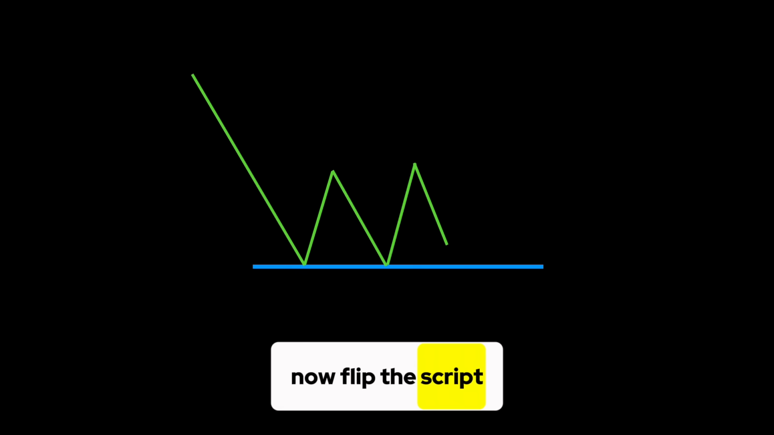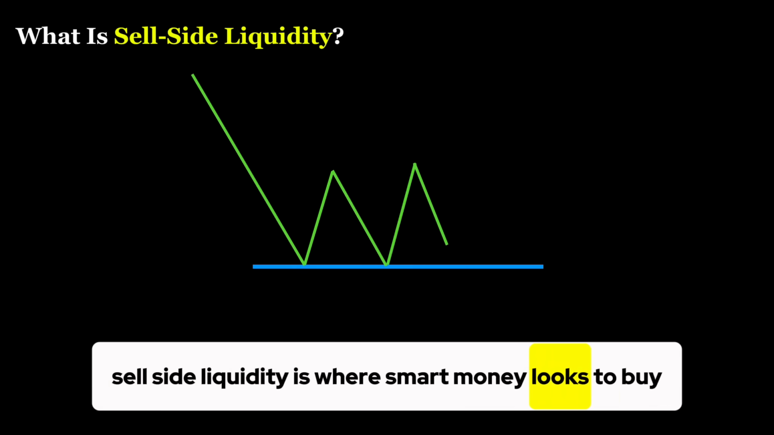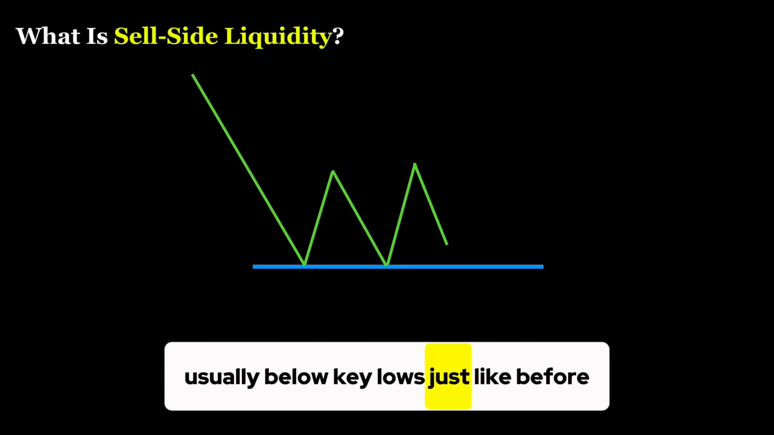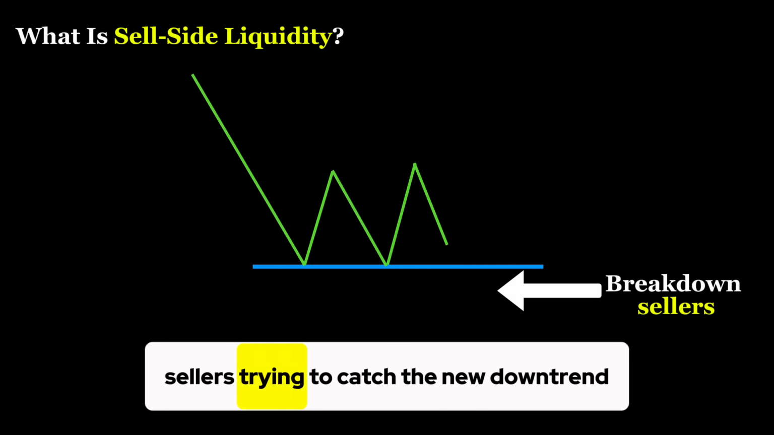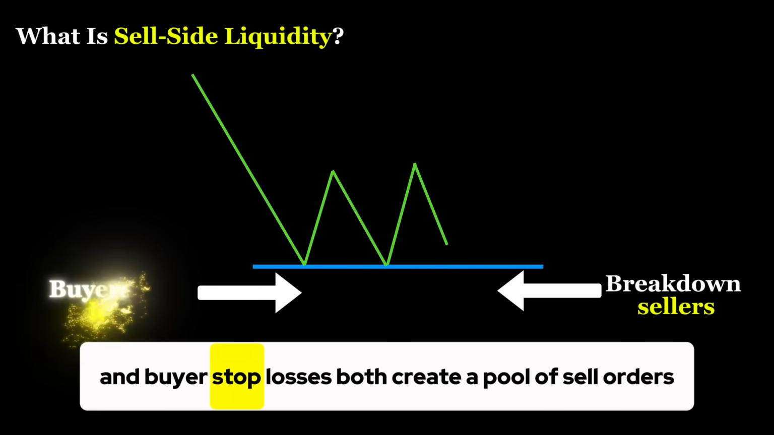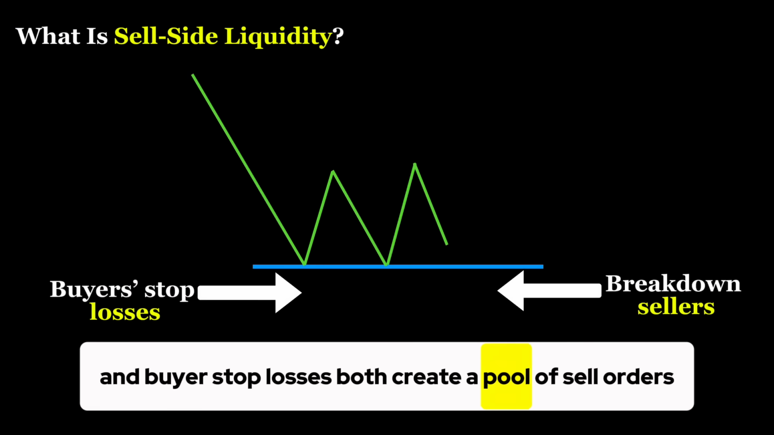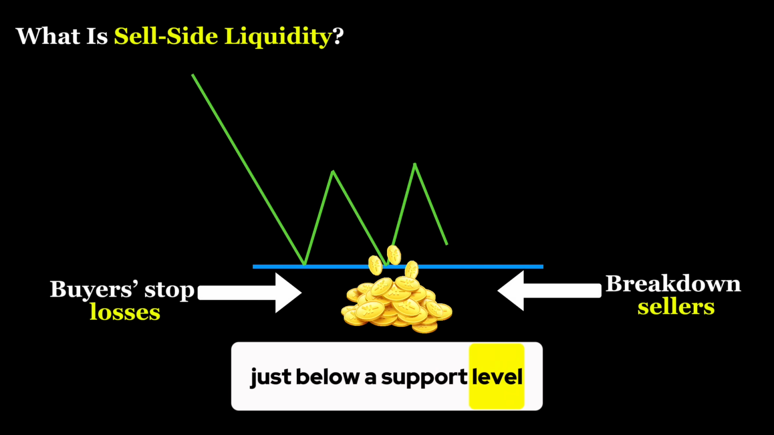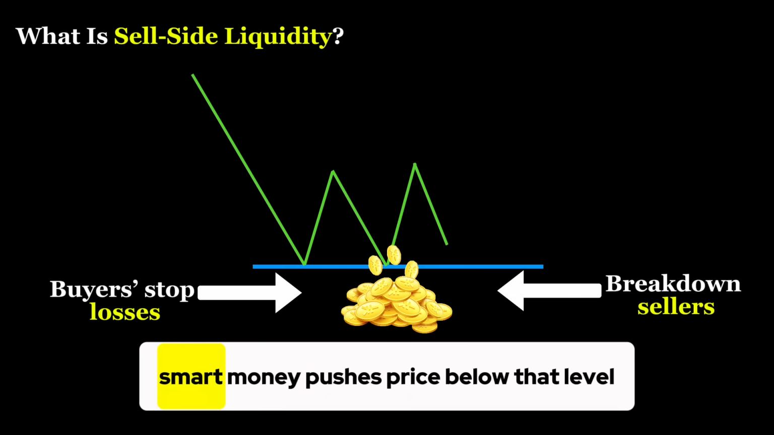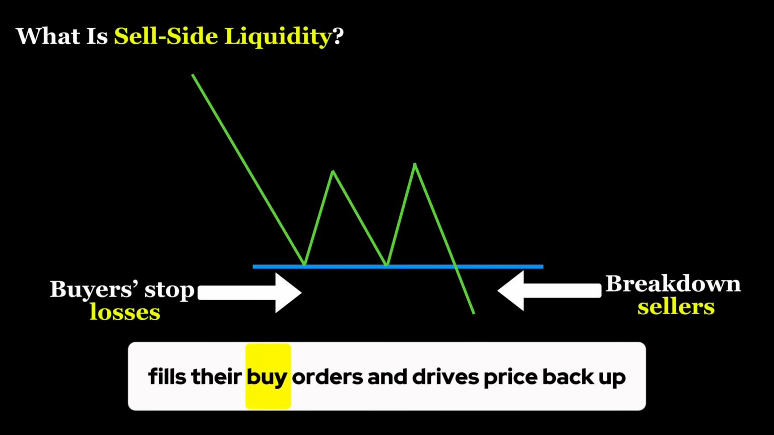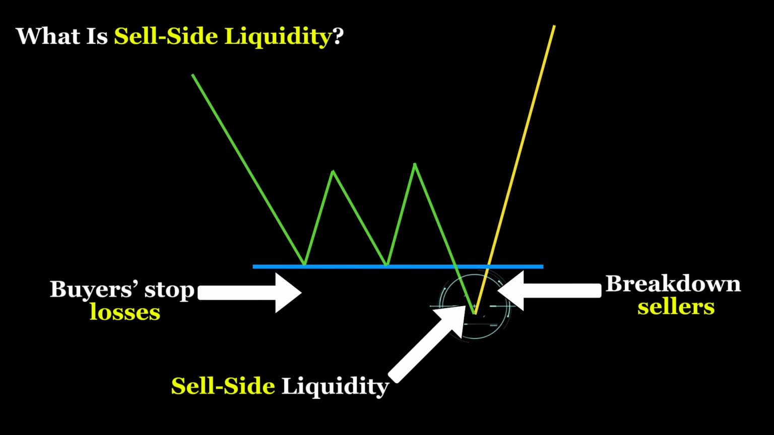Now flip the script. Sell-side liquidity is where smart money looks to buy, usually below key lows. Just like before, we've got 2 types of sell orders below the low: breakdown sellers, trying to catch the new downtrend, and buyer stop losses. Both create a pool of sell orders, just below a support level, like a daily low, equal lows, or the bottom of a trading range. Smart money pushes price below that level, sweeps the liquidity, fills their buy orders, and drives price back up. It's the same game, just reversed.